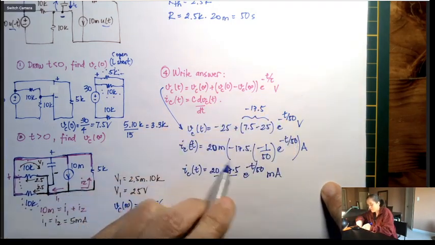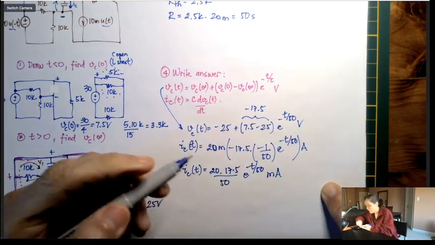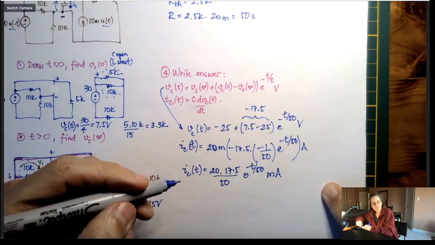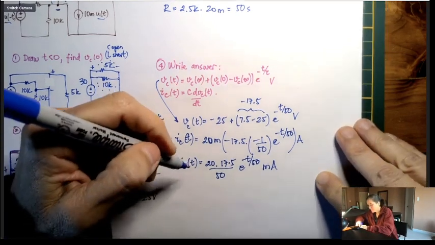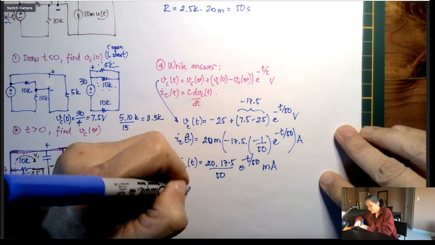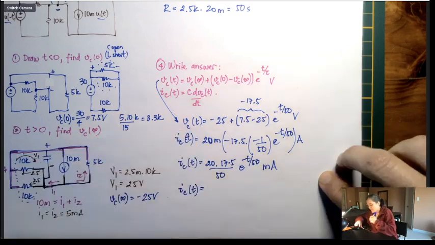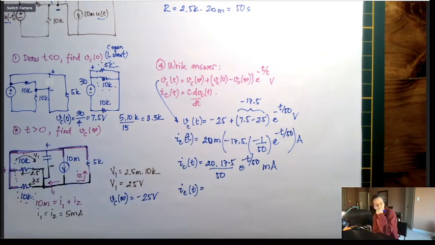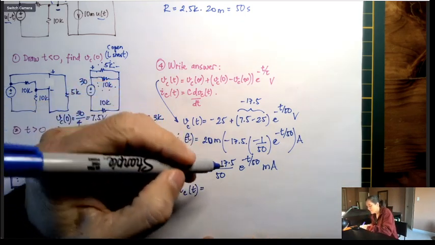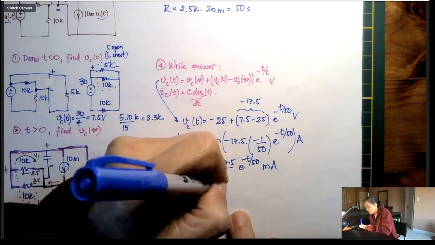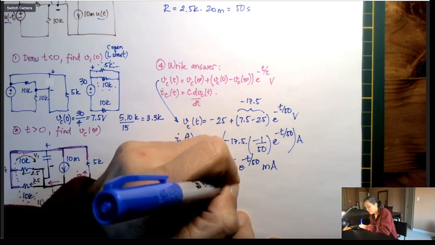So the milli from here, I took it out, so 20 over 50 is 0.4. IC of t will be 0.4 times 17.5, which will be 7, maybe. 0.47 e to the minus t over 50 milliamps.